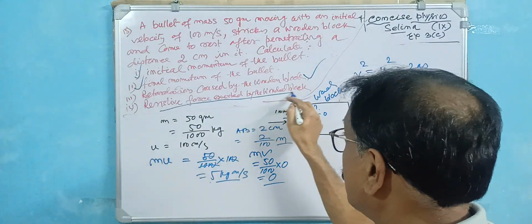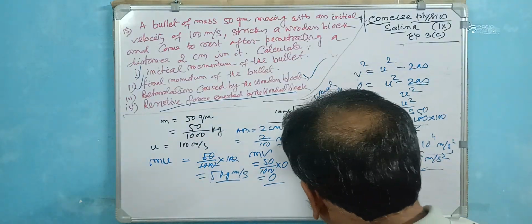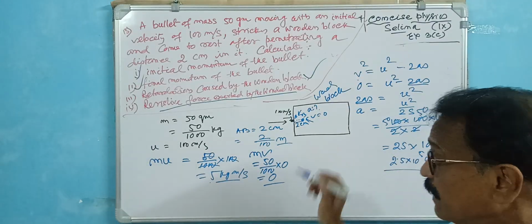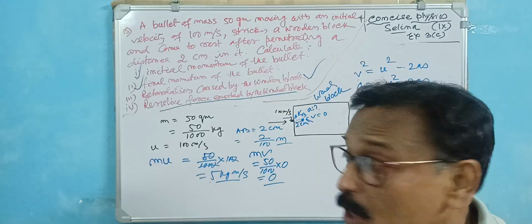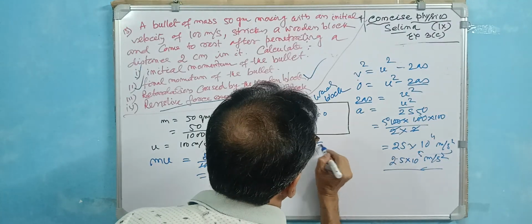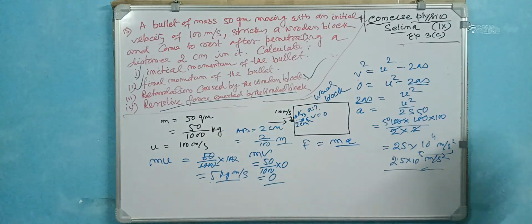Resistive force exerted by the bullet, and resistive force exerted by the wooden block. That means the bullet is running here and stops here, so the resistive force is developed. For that reason, the bullet is stopped. So what is this? F is equal to ma.